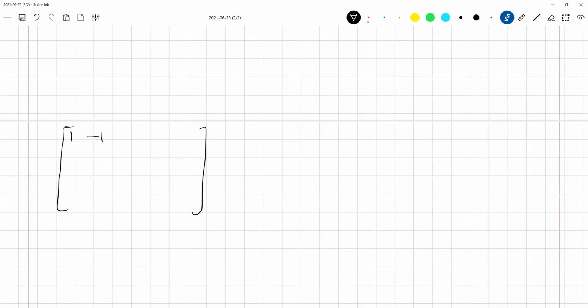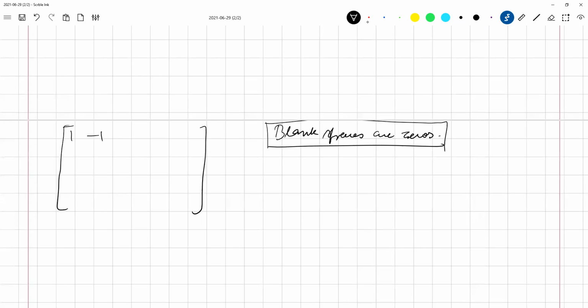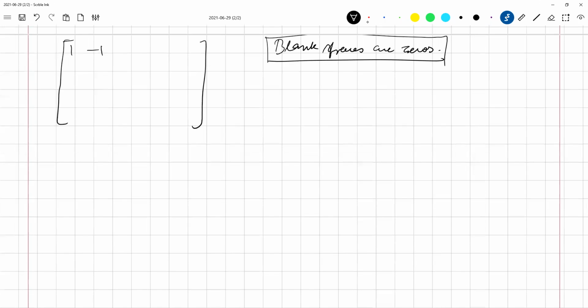So if I don't write anything, assume that it's a zero. All the blank spaces are zeros for the rest of the course. If you see a matrix and it has an empty element, please assume that it is a what is it? It's 0. Okay, I'm not going to write it again and again.